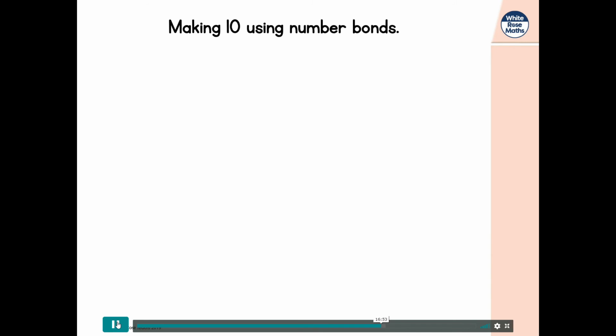Making 10 using number bonds. Only this time, we're not going to use 10 frames. We're going to think about the question like this: 9 plus 7.